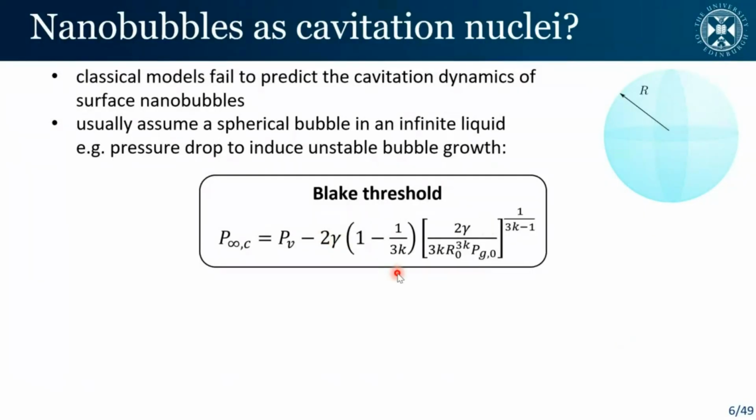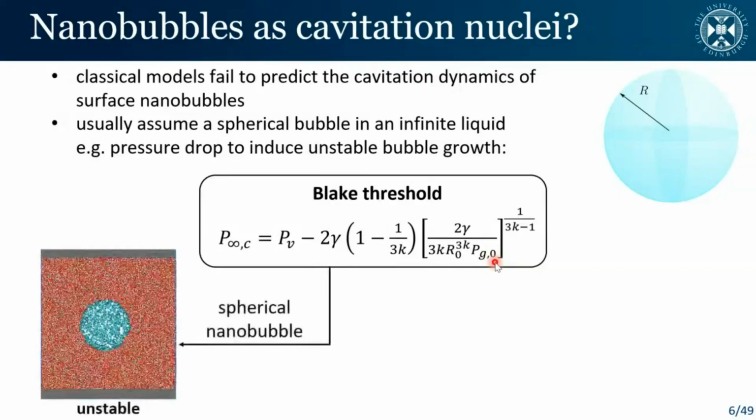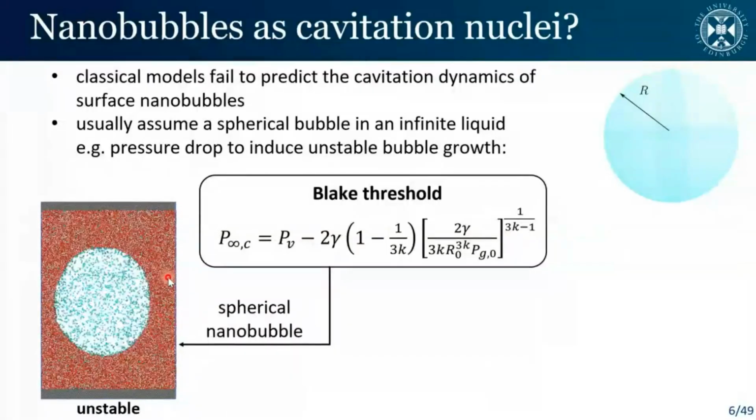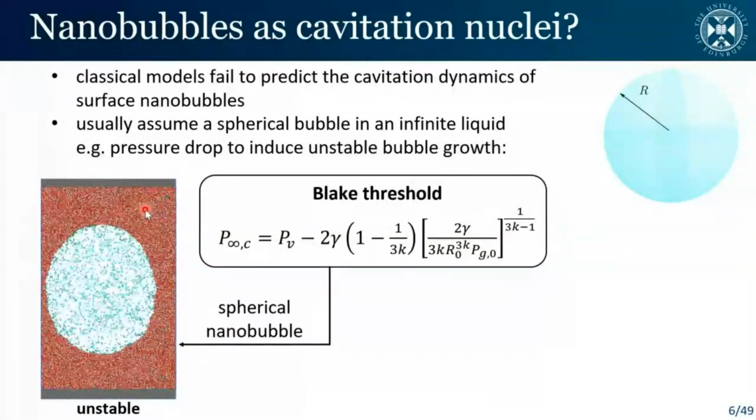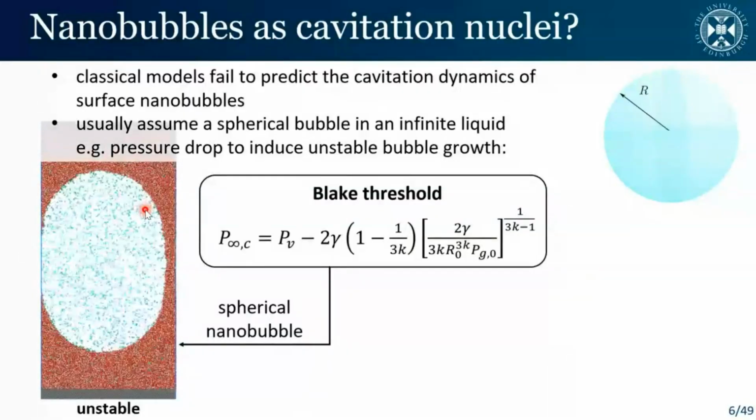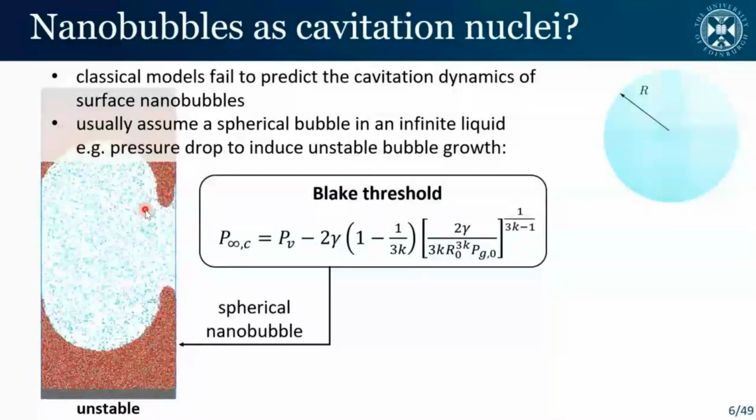And it depends on the vapor pressure of the liquid, which is negligible, surface tension, this exponent K, which comes from the polytropic equation, its initial radius, and initial gas pressure, and all these will be elaborated more in time. But just to say that this equation holds well for spherical bubbles and spherical nanobubbles. You see, if we apply it to this bubble, it becomes unstable. It just keeps growing unbounded and eventually outgrows the whole system domain.